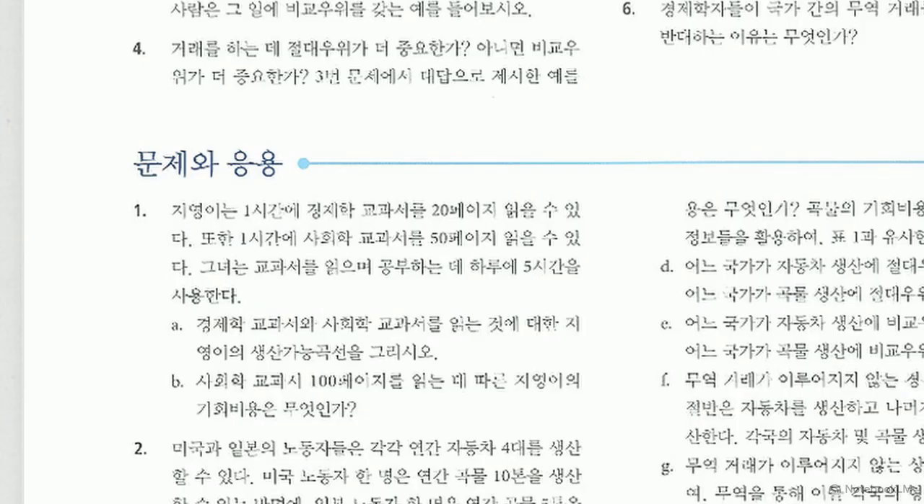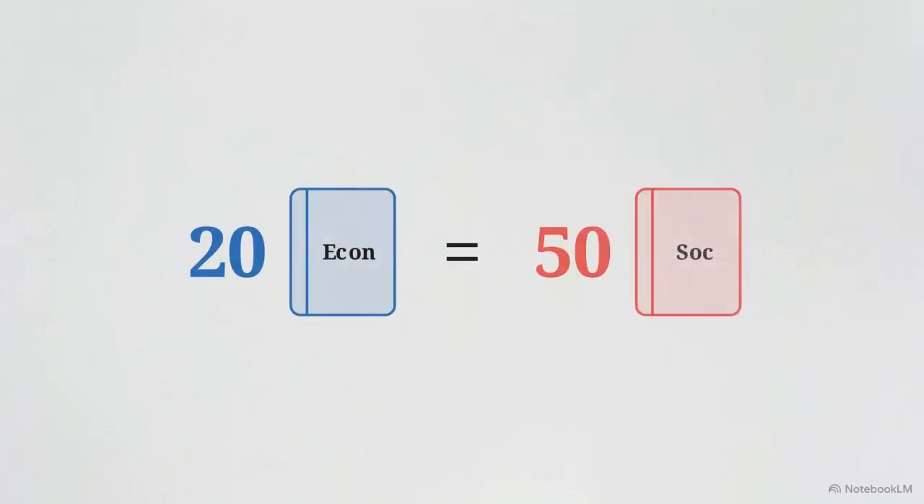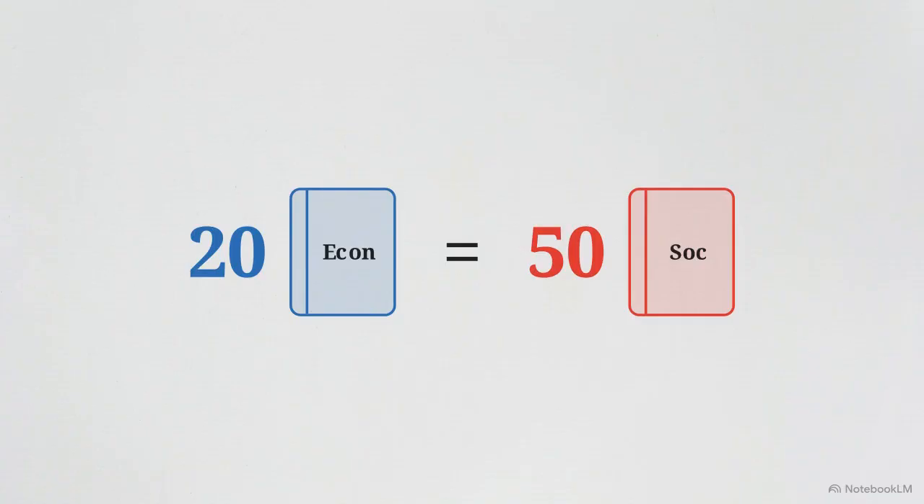The first trap students fall into is extracting opportunity cost from a word problem. Take a look at question 1 here. Jiang can read 20 pages of economics or 50 pages of sociology in 1 hour. Translate the text into an equation. 20 economics pages equals 50 sociology pages.